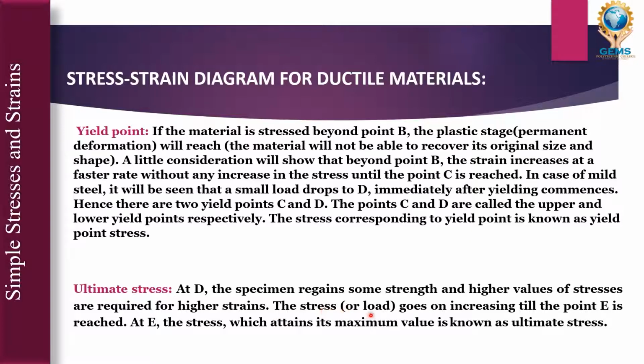So the stress or load goes on increasing till the point E is reached. Understand? And at E, the stress which attained its maximum value is known as ultimate stress. In simple words, what is ultimate stress? Ultimate stress means maximum stress which a body can obtain. That is called as ultimate stress. Next we will see our point E.